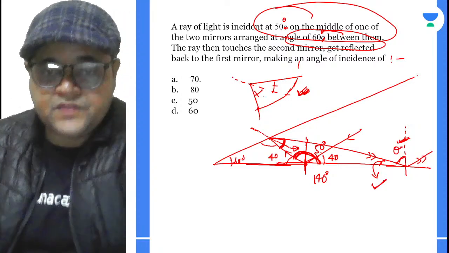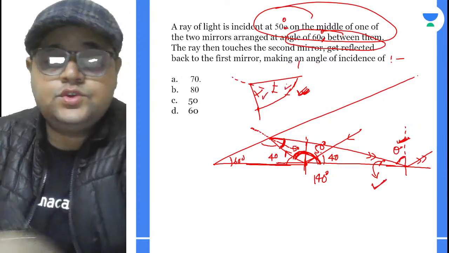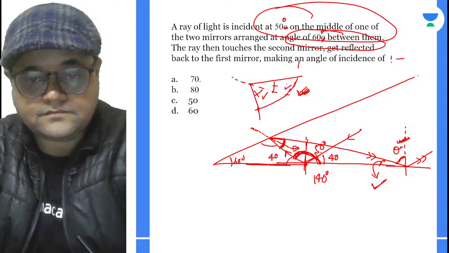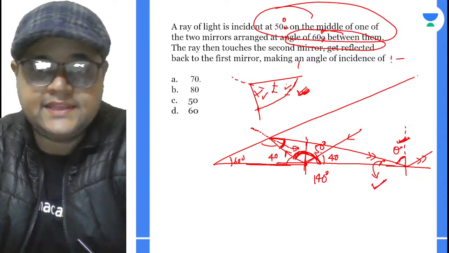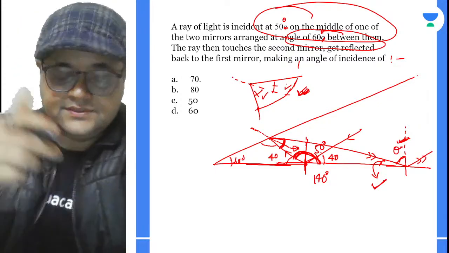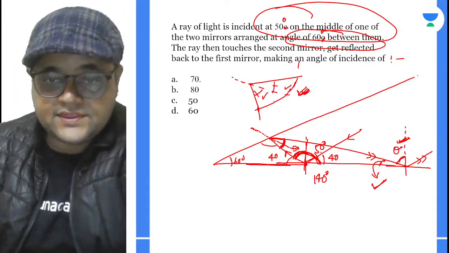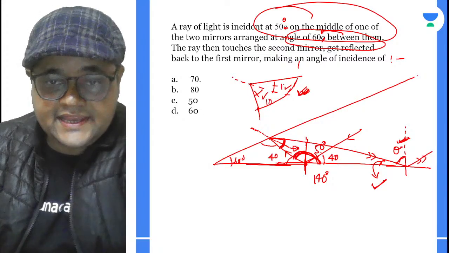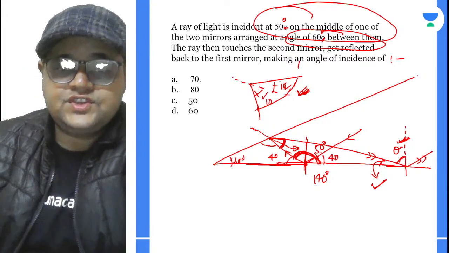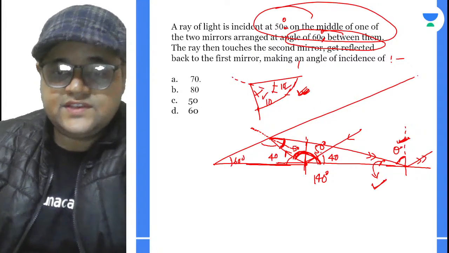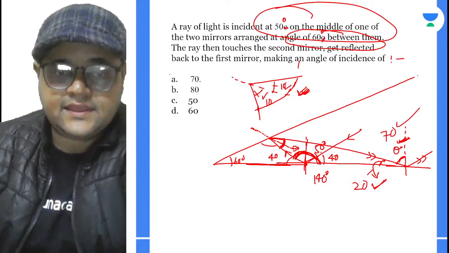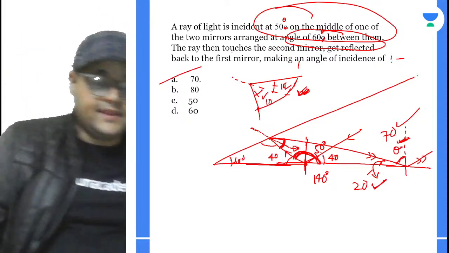This angle will be the sum of these two angles. I hope all of you are getting this. I want a thumbs up in the chat box. These two angles will be 10 degrees each. So once it is 20, it is 140. This is 160. If this is 160, this has to be 20. And if this is 20, this has to be 70. Simple geometry.